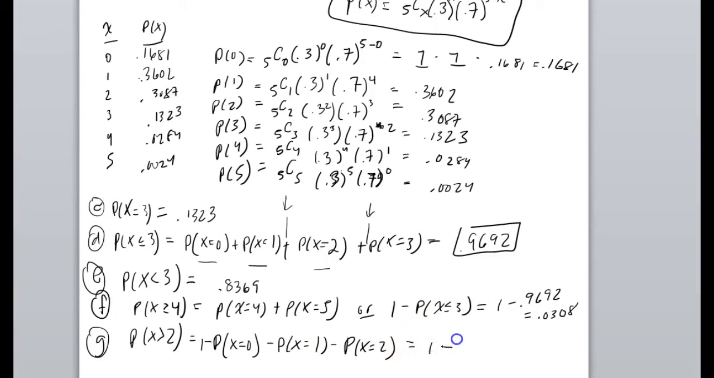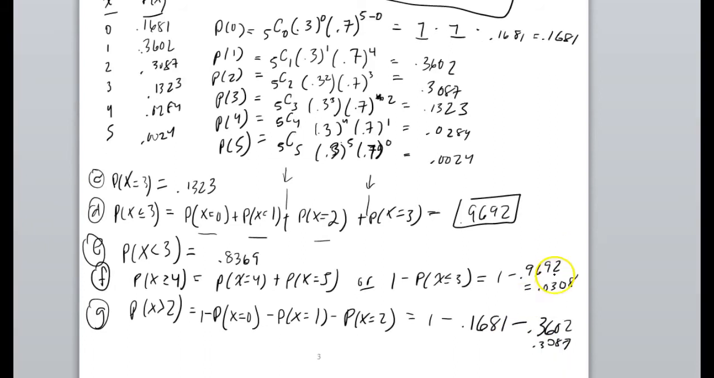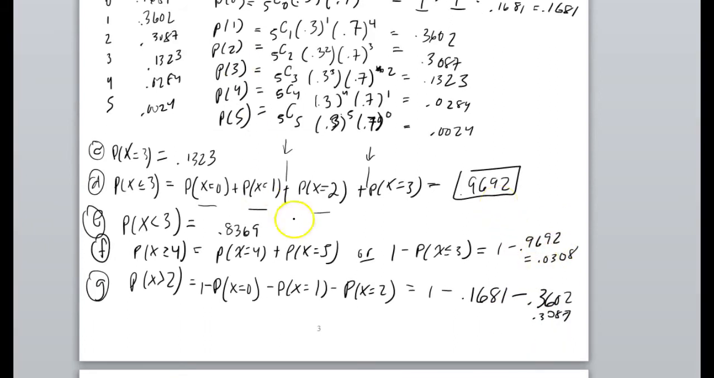And that's just going to be 1 minus 0.1681 minus 0.3602 minus 0.3087. And that would all shake out to be, I don't see it on my sheet, 0.1631.